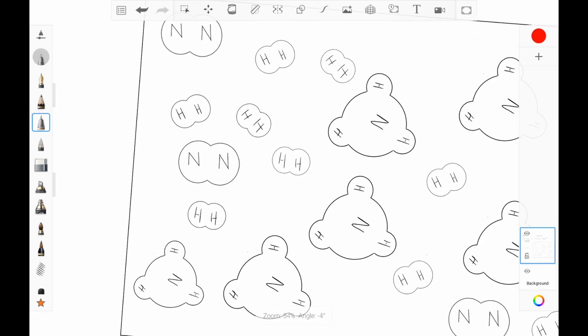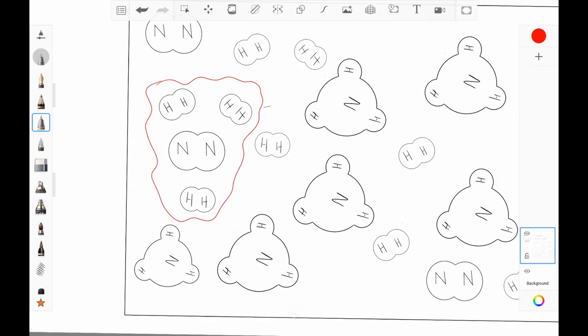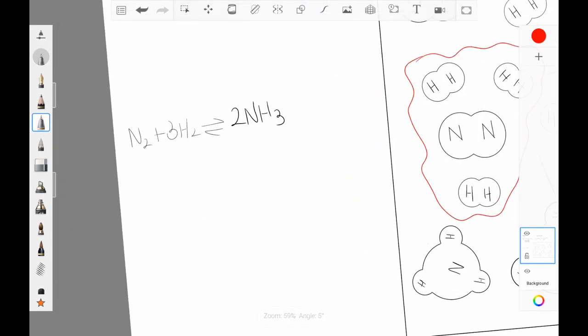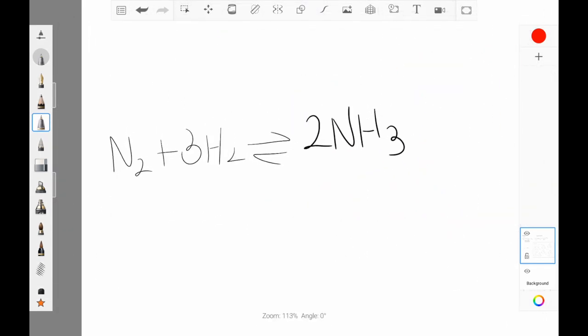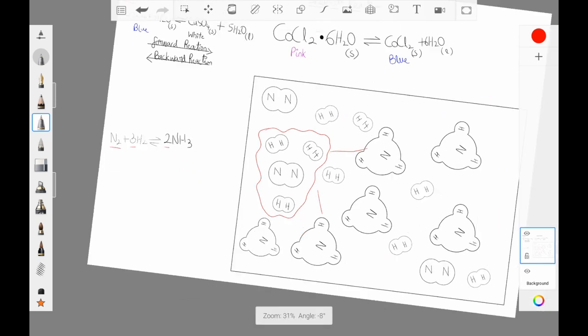Now, under a closed system, what happens is that for every 3 molecules of hydrogen and 1 molecule of nitrogen, you can create 2 molecules of ammonia. And you can see that over here as well. I have 1 molecule of nitrogen and 3 molecules of hydrogen, which together react to form 2 molecules of ammonia.